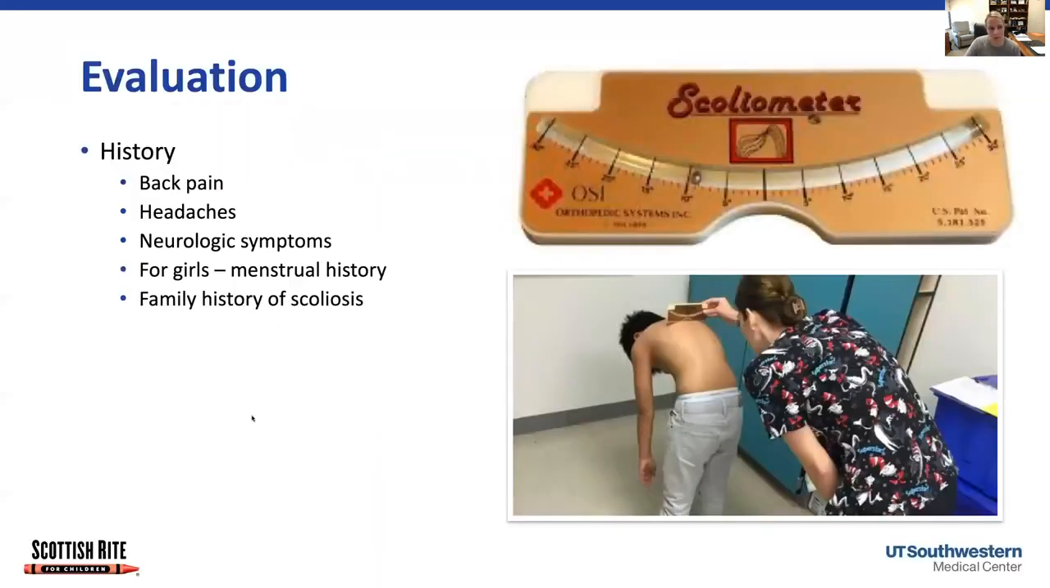In terms of evaluation, it's really important to get a good history on these patients in terms of back pain, a history of headaches, any neurologic symptoms. And for girls, it's really important to get a menstrual history so that we can gauge where they are in their growth cycle. And it's also really important for us to know if there's a family history of scoliosis.